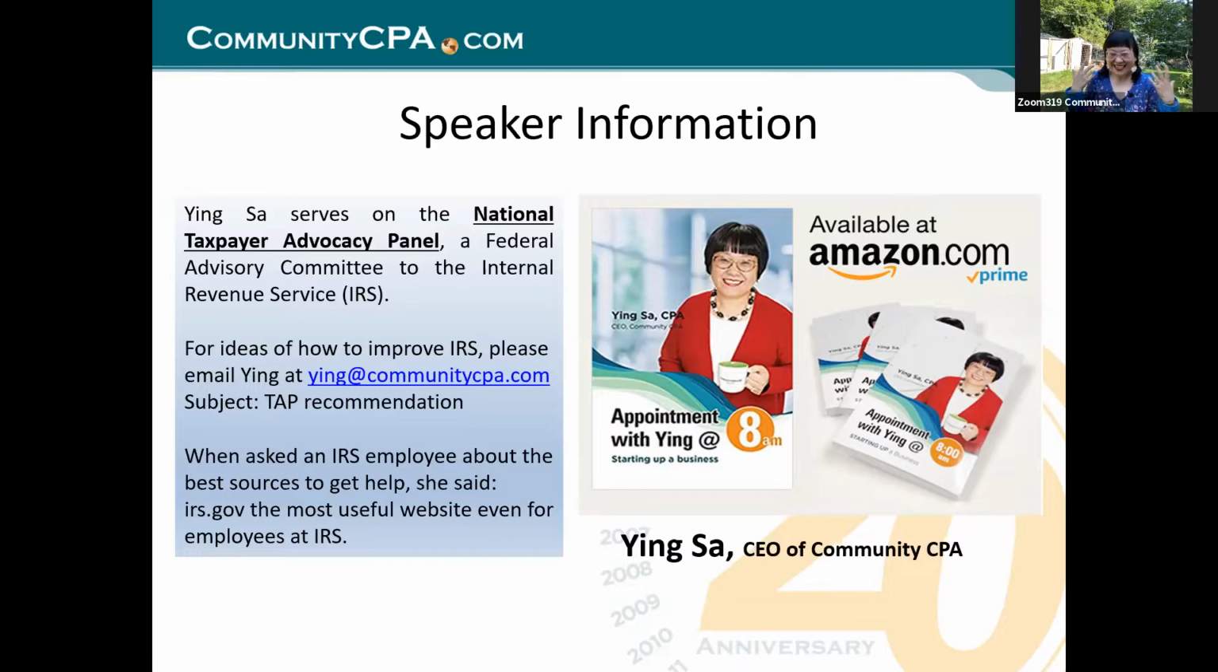Oh, listen to the chicken, right? I'm really on the farm. And this National Taxpayer Advocacy Panel is made up of citizens like myself, and we are giving advice to the IRS to make the IRS a better place for you. So I'm on that panel. It's a federal committee with selected members, and I take that as a pride. And you can obviously contact me to give input to the IRS.